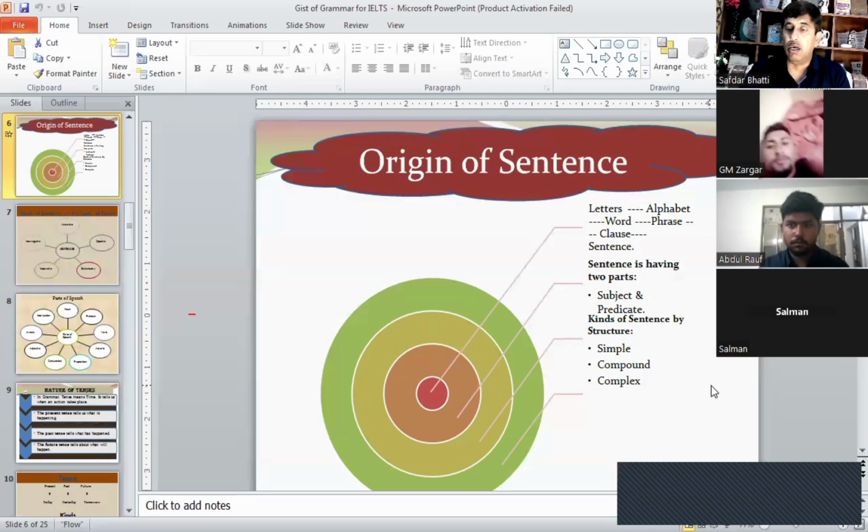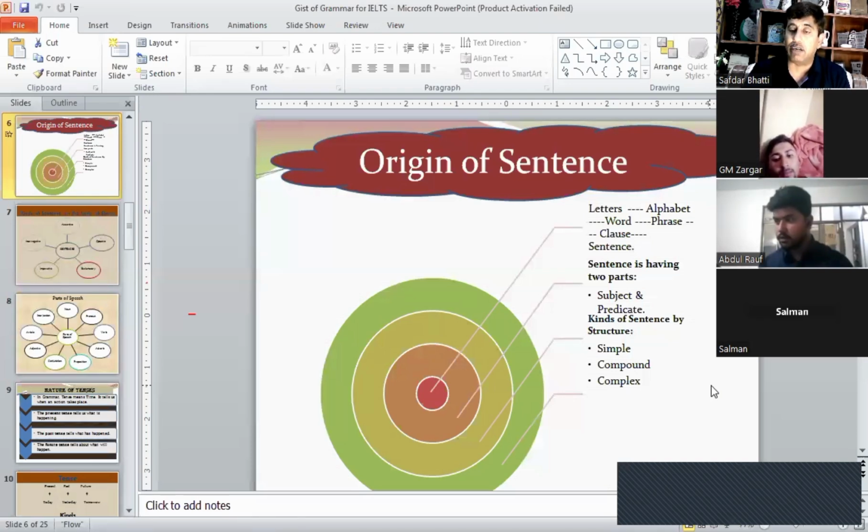Look at here. There comes first, these are the letters, and when they are combined, they make the alphabet, and when they are combined, they make the word, and when the words are combined, they make the phrase, and when phrases are combined, they make the clause, and then when clauses are combined, they make a sentence. Sentence is having two parts. One is the subject, and the second one is the predicate.